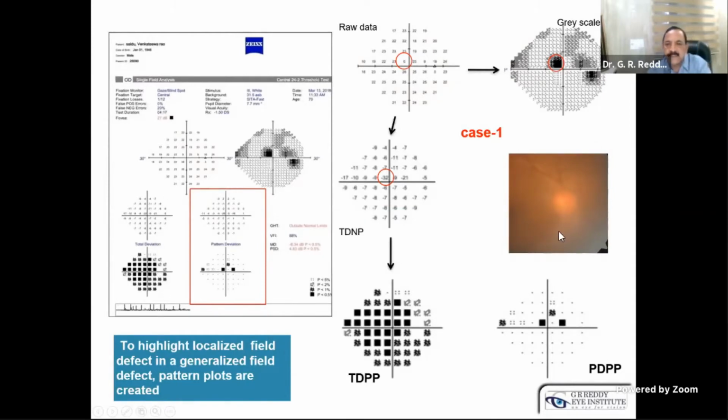Take for example this patient with cataract, with hazy media, and we are appreciating a nerve fiber defect here. Visual fields were taken. One can appreciate an absolute scotoma in the raw data, represented in the grayscale, and represented in the total deviation numerical plot as -32. But this deep scotoma is masked in the generalized depression. To appreciate the localized scotoma in a generalized depression, pattern plots are created.